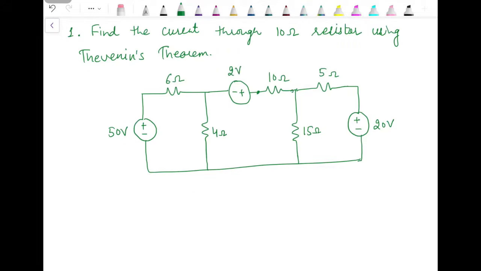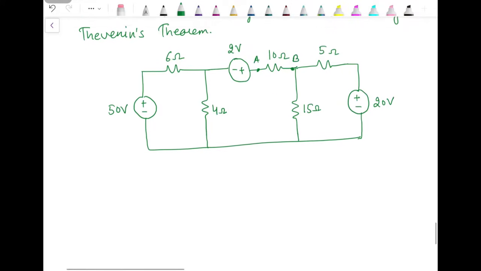So this 10 ohm resistance is actually the load resistance. Let's say this is the A terminal and this is B. We have to obtain the Thevenin equivalent of this complicated circuit across terminals AB.